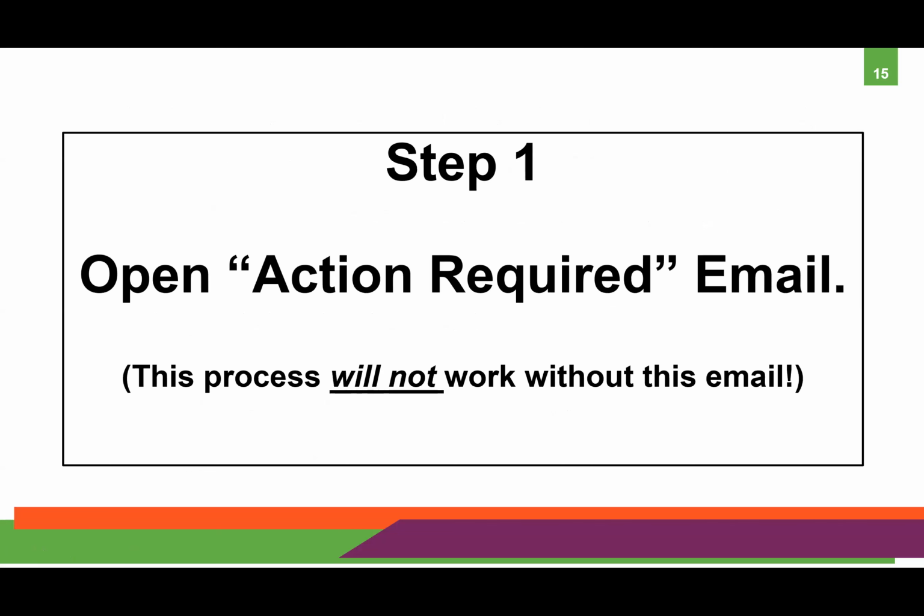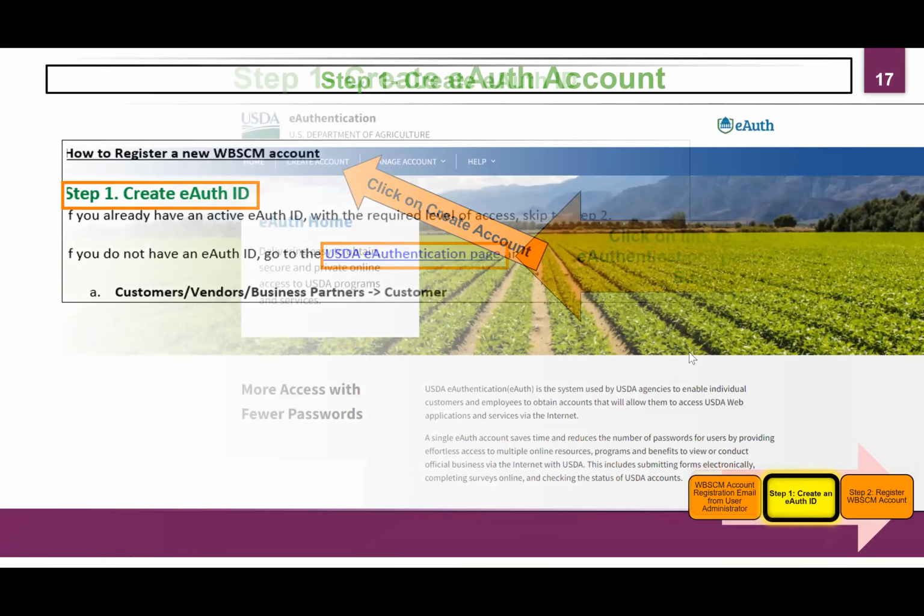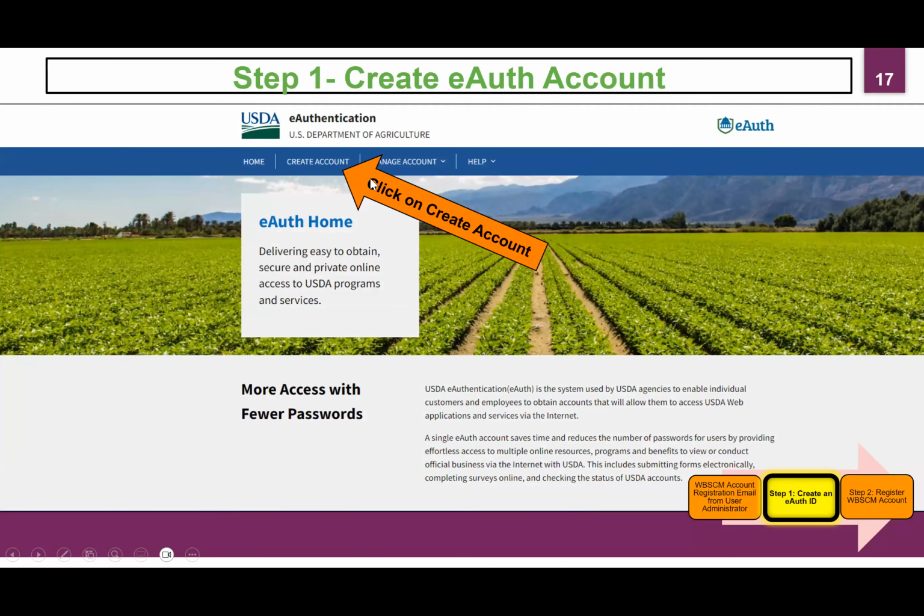All right, so step 1, open the action required email. Again, make sure you're checking your spam, your junk mail, because you have to have this email in order to complete these steps. So once you receive the email, you're going to click on the USDA authentication page to start step 1. And then once you do that, you're going to click on create an account.